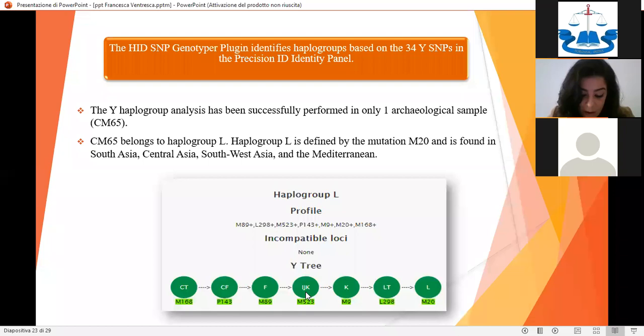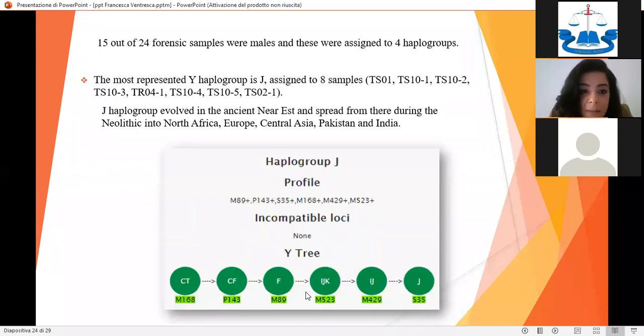Results show this archaeological sample belongs to haplogroup L, which is defined by the mutation M20 and is found in South Asia, Central Asia, Southwest Asia, and the Mediterranean. Regarding the forensic samples, 15 out of 24 were males, and these were assigned to 4 haplogroups. The most represented Y haplogroup is J, assigned to 8 samples. Haplogroup J evolved in the ancient Near East and spread from there during the Neolithic into North Africa, Europe, Central Asia, Pakistan, and India.